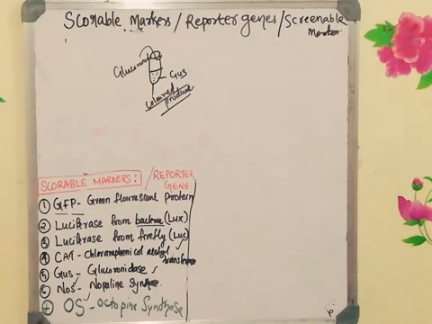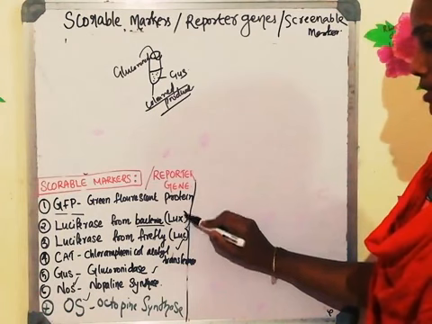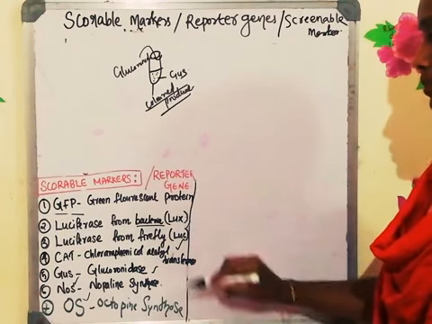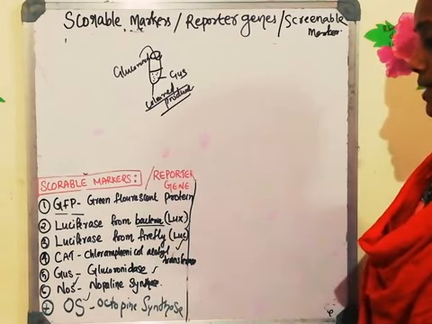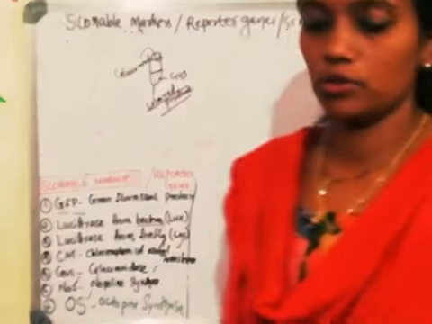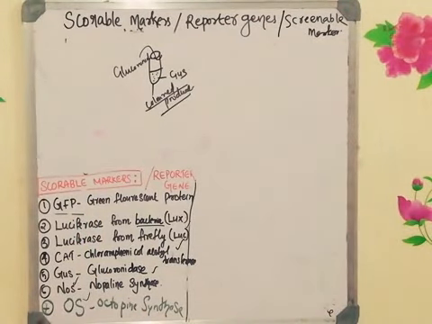So that's all about the reporter genes which are generally used in the plant transformation system. Green fluorescent protein, luciferase from bacteria, luciferase from lux. You have to remember always: lux and luc, chloramphenicol acetyltransferase, glucuronidase, nopaline synthase, and octopine synthase. So that's all about the different types of markers which are used to identify plant transformation.